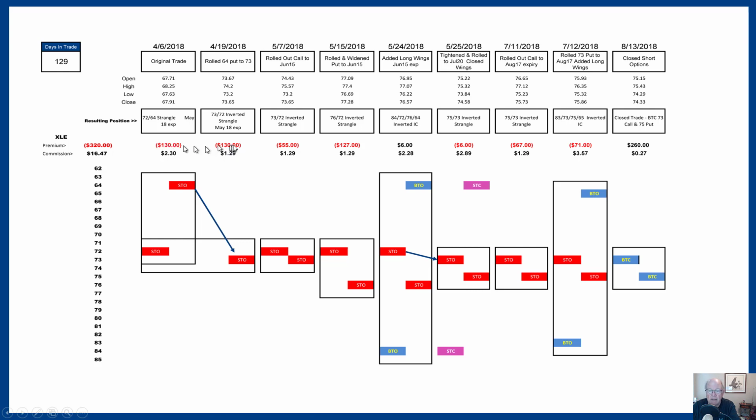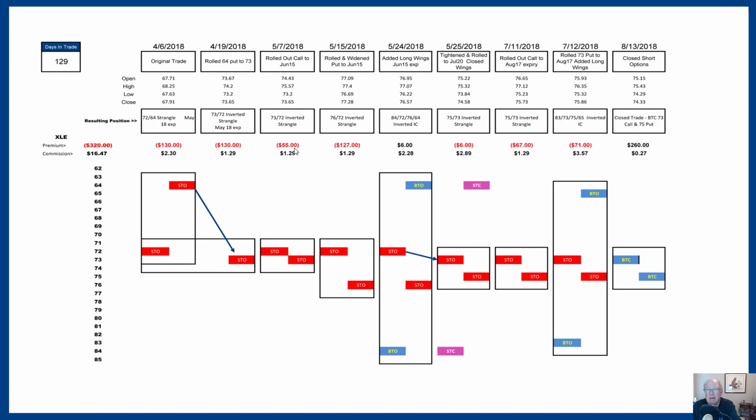So at this point, I've collected about $260 in premium, less the commission, and I'm sitting with a short 72 call and a short 73 put. On May the 7th, I rolled this exact trade, the inverted strangle, out one month to the June 15th expiration, and I collected $55, as you can see illustrated here.